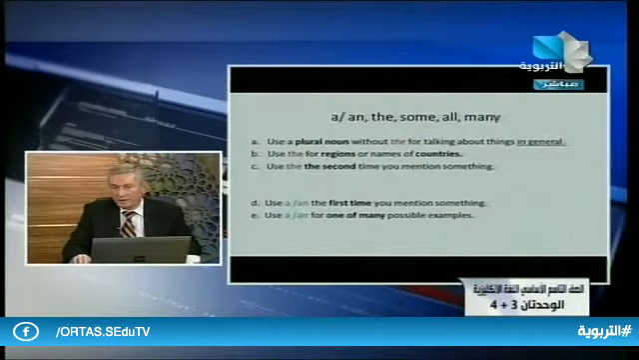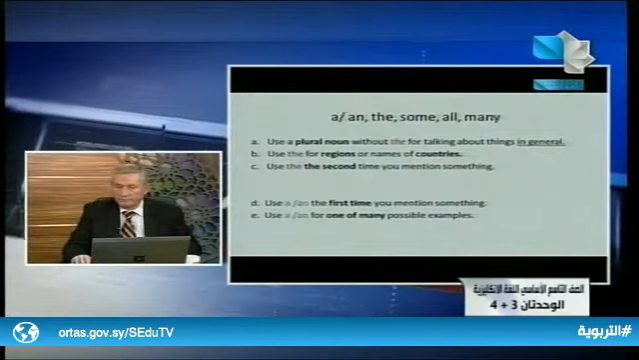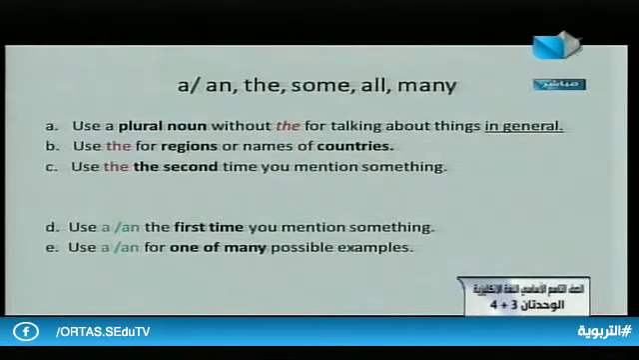We move to another part of grammar about the articles: indefinite articles, definite articles, and quantifiers. Now, with "a" and "the," students always make mistakes differentiating between the use of these words. To start with "a" and "an," both of them are used with singular nouns.